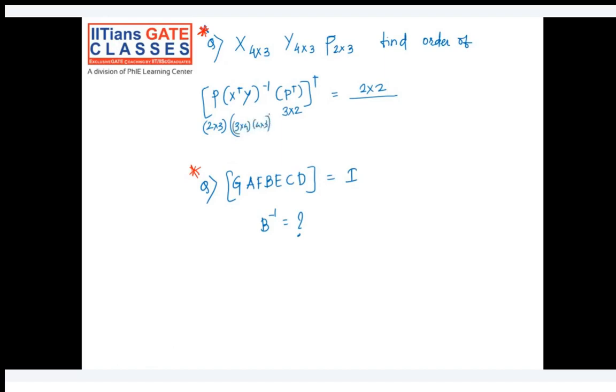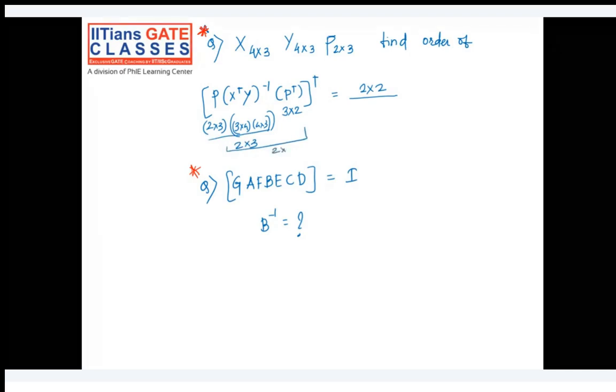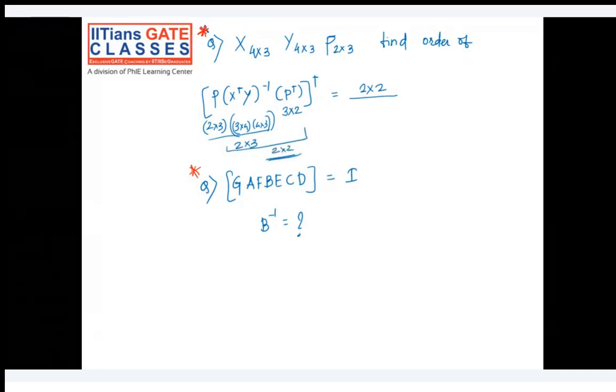Arjun, correct. You got the correct answer. The procedure is quite simple. Let me just explain it here. If you take the inverse on both sides, how will it look?